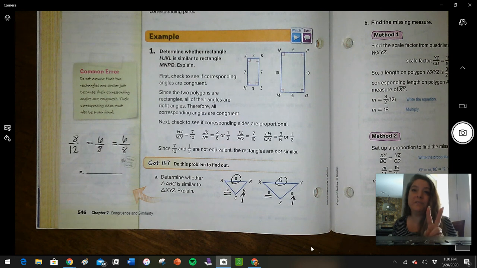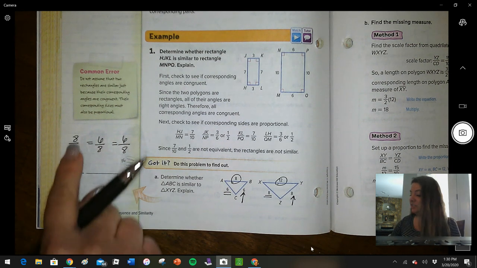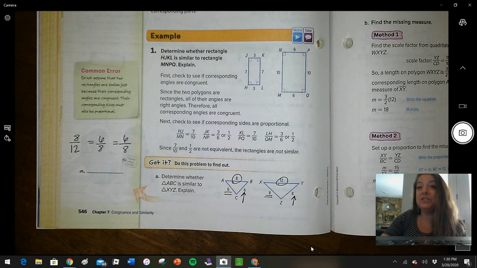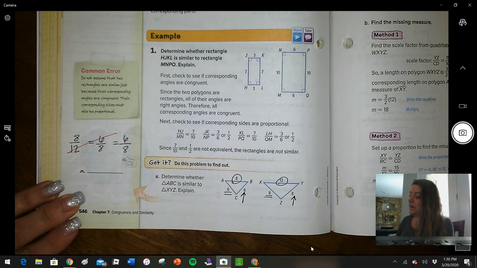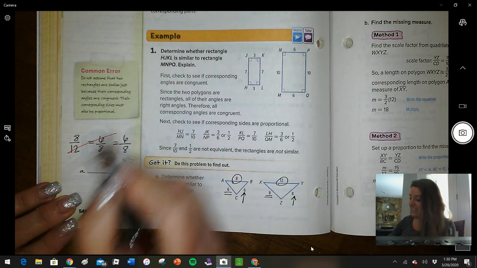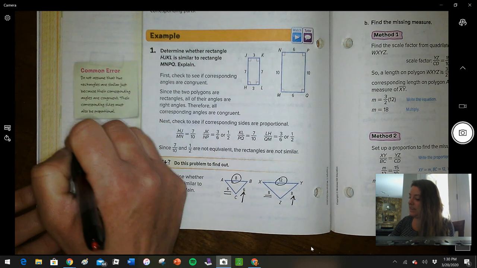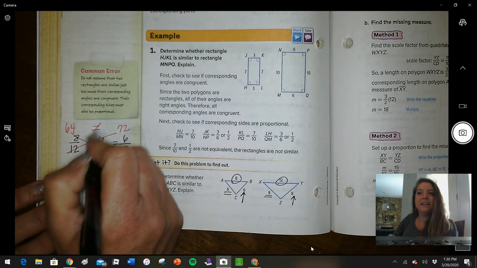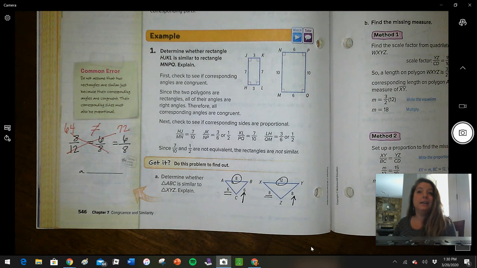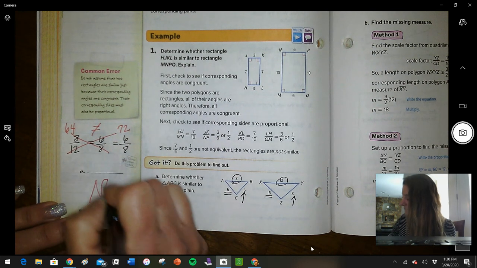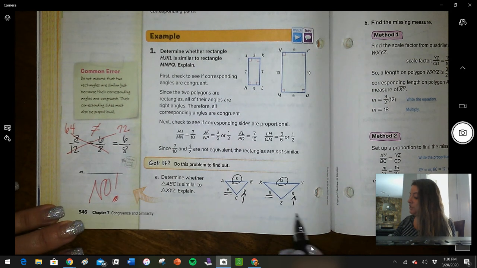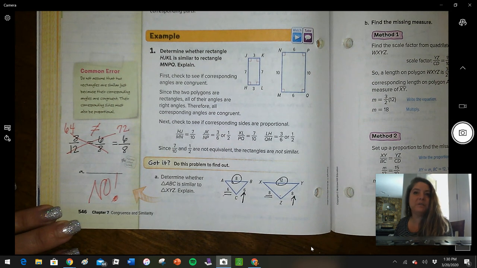So remember, there were two different methods that we could do. One of them is just reducing the fractions and seeing if they're the same. The other one was to actually do the cross products. And I think I want to do the cross products for this one. 12 times 6 is 72. 8 times 8 is 64. And since those are not the same, they're not similar. So no, they're not similar because the ratios are not equal to each other.